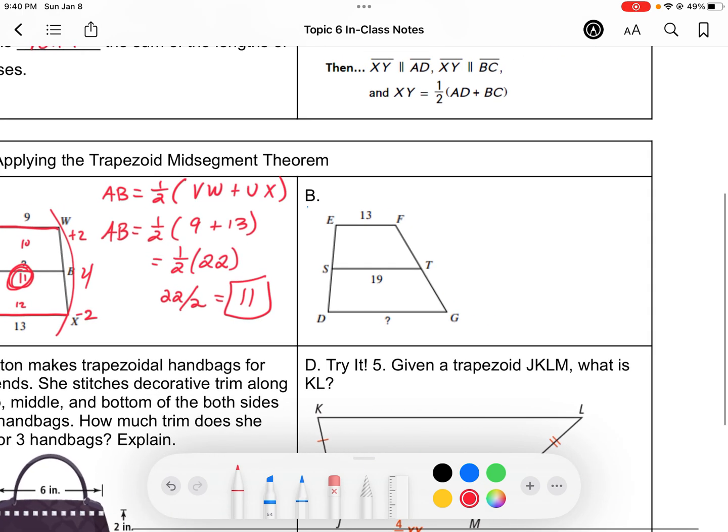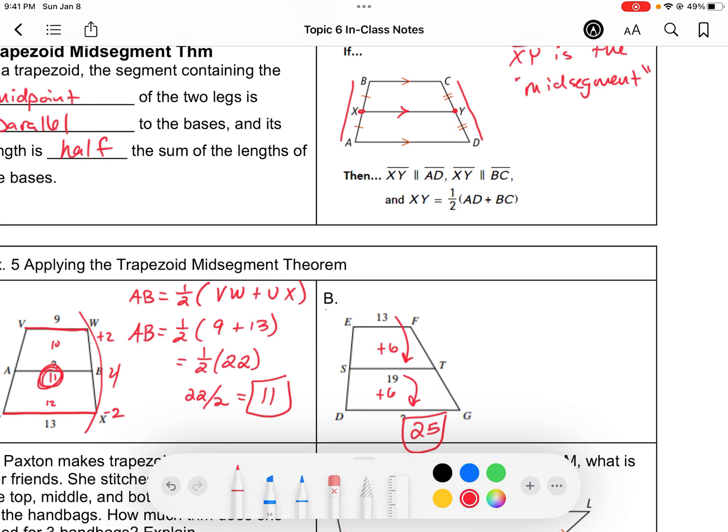And actually that helps a little bit right here on part B, because this time I've given you the mid-segment and we need to find the other base. Well, again, just do some counting. From 13 to go up to 19, we're just going to add 6. So I'm going to repeat that. I'm going to add 6 again. And 19 plus 6 then would be 25. That makes 19 half of the sum of those two bases.